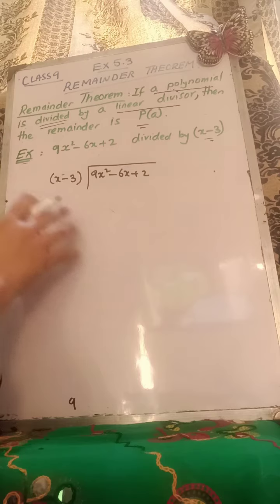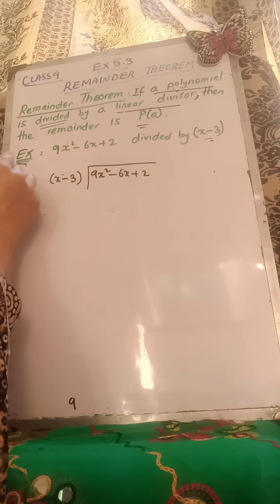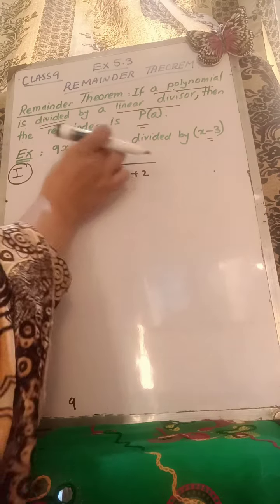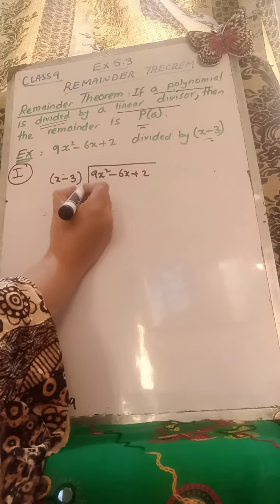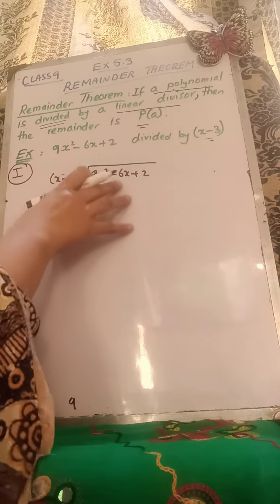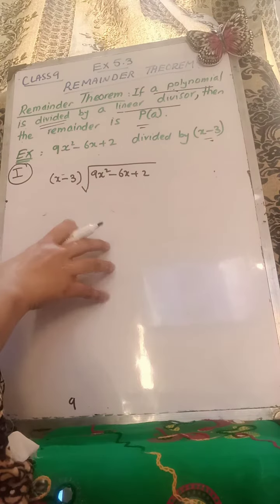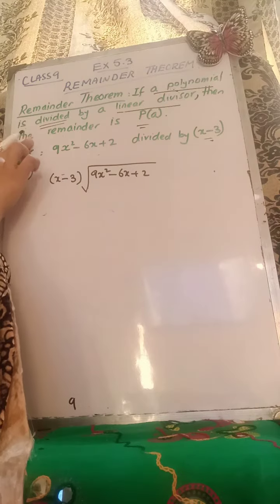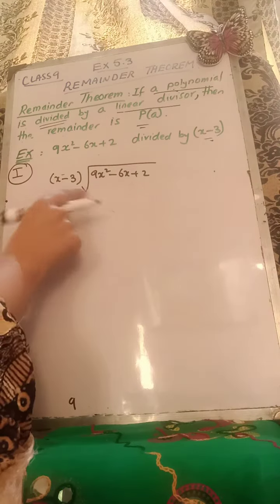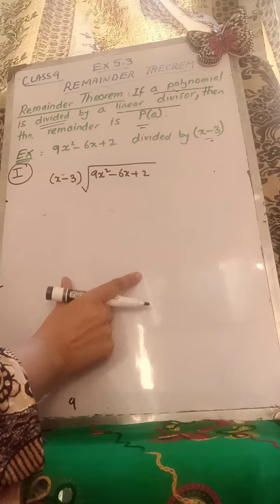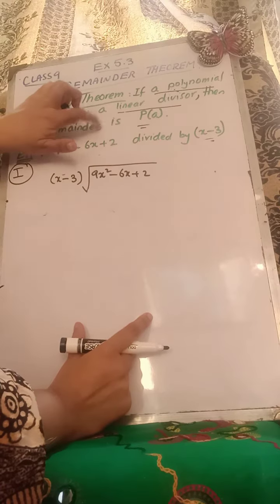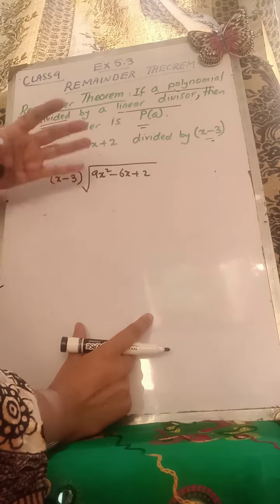So the first method that we have learned in junior classes is just to take this polynomial, place it inside the radical sign, and start the division. This is the first method. The second method is the shortcut method, which is the remainder theorem method. So first I am going to use this long method, and then I am going to use this method, and you will see that in both the cases the remainder is the same.